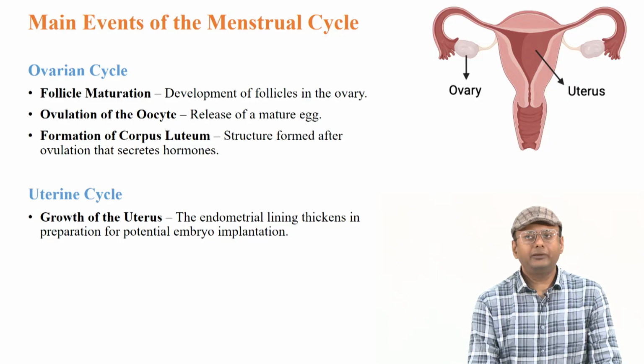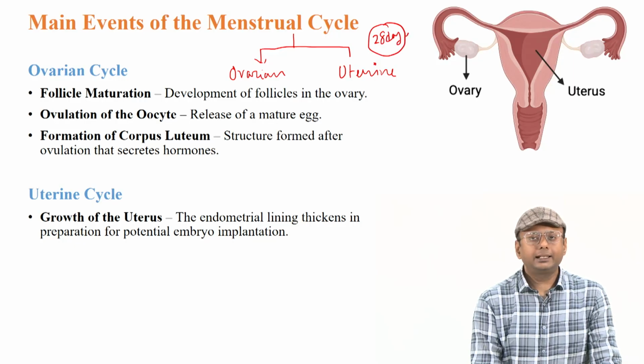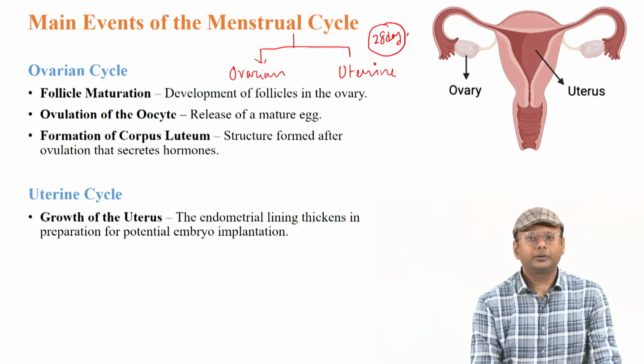So, what are the main events of the menstruation cycle? First, we have to remember that the menstruation cycle is categorized into two components. The first one is the ovarian cycle and the second one is the uterine cycle. As a whole, the total cycle stays about 28 days, and in the ovarian cycle there are certain components that you already remember we discussed in our last class.